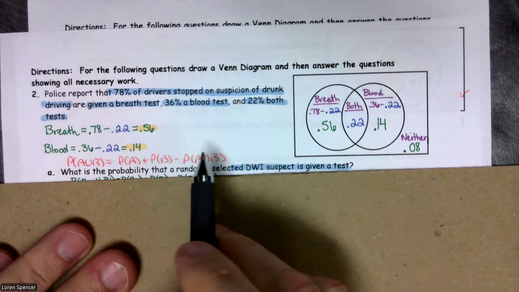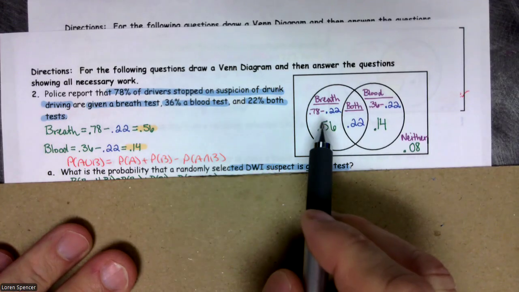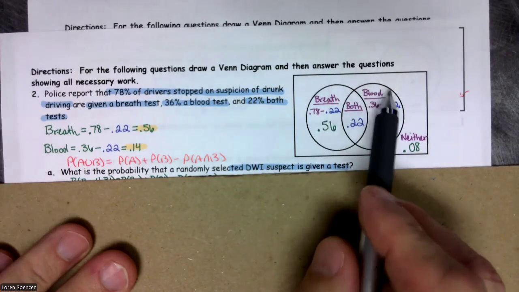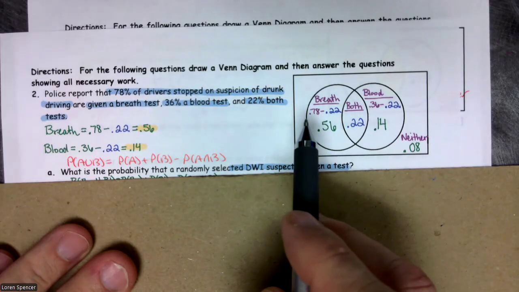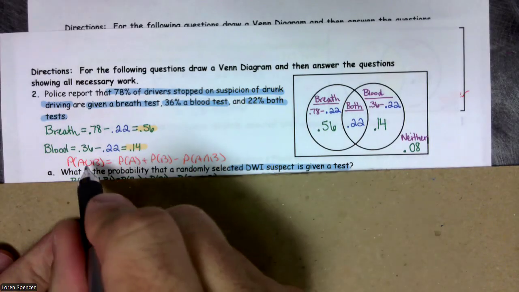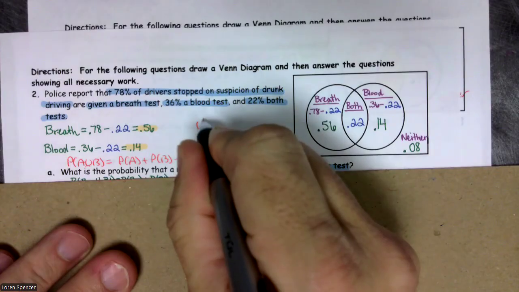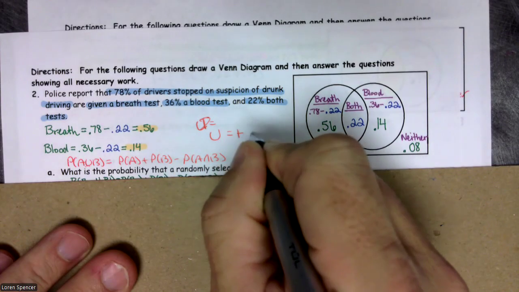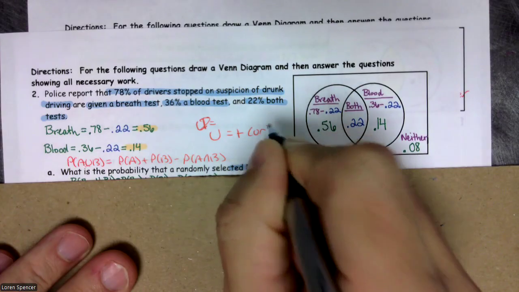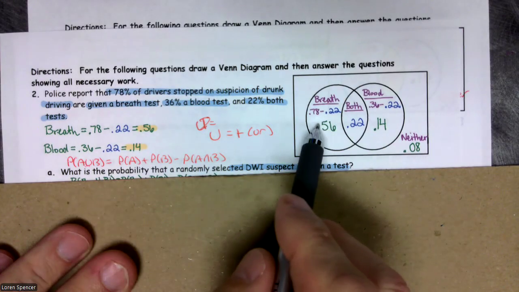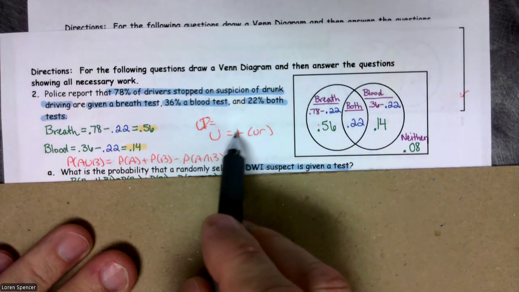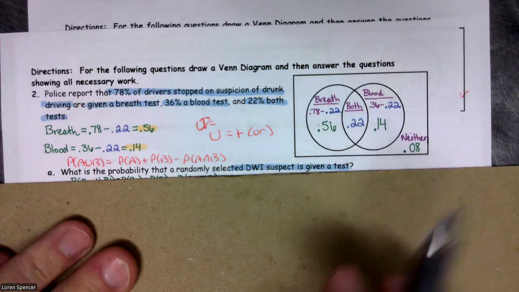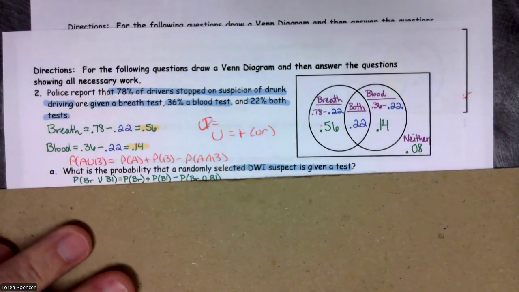And you're like, well, how do I know to use that? That's a great question. The reason you know to use it is because we can be given a breath test or a blood test or both. The union sign is for "or." So that tells me that I have to do this or this or this, so I'm going to have to use this formula. Now, we have breath and blood, so we're going to use BR and BL.